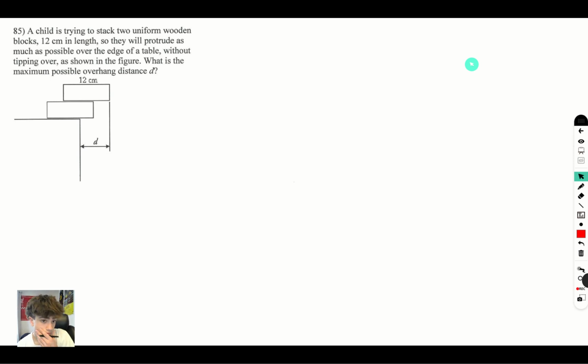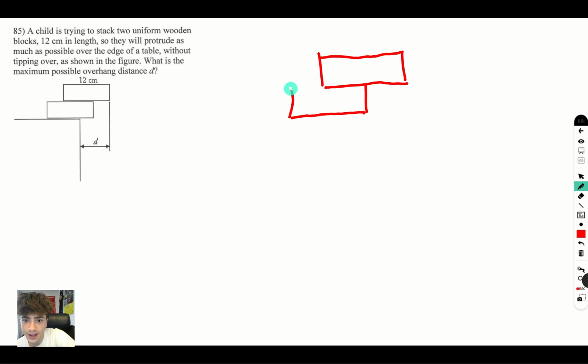Now, what you want to do in order to solve this problem is work your way down, starting from this top block here. What I mean is that you want to see how far this top block can hang off the bottom block, and then see how far the entire system can hang off the edge. Intuitively, we'd assume that the top block can hang off halfway, and if you thought this, you would be correct.